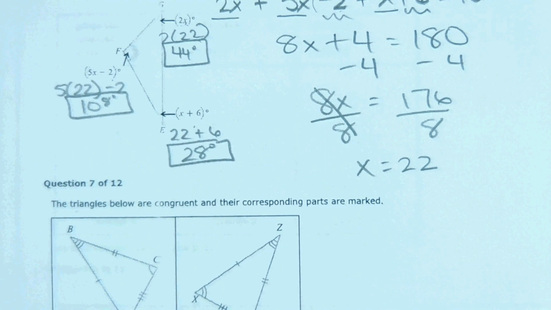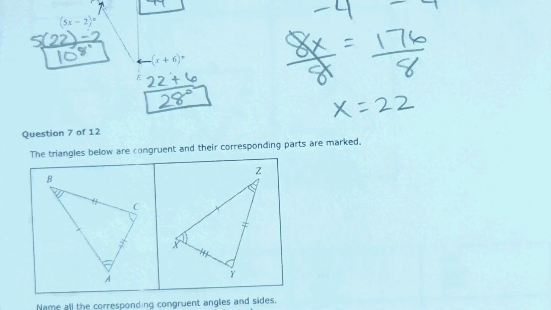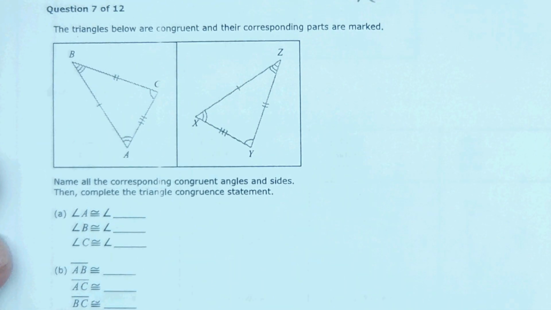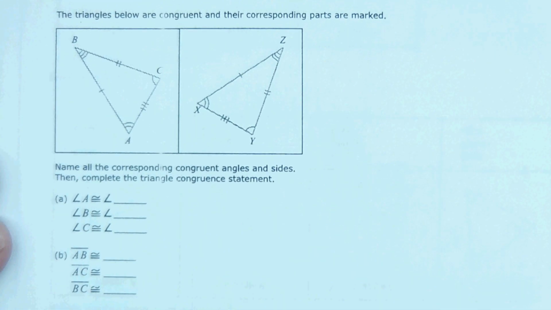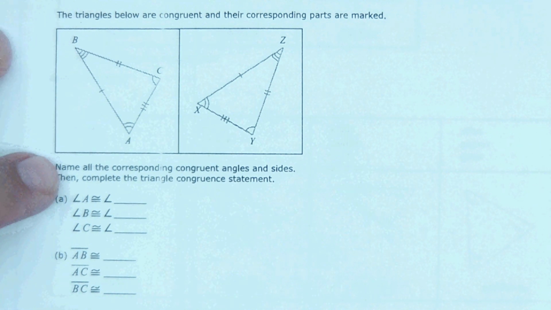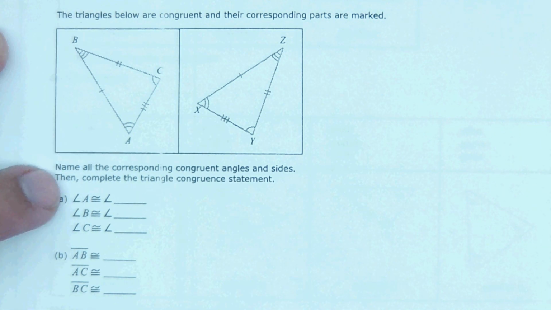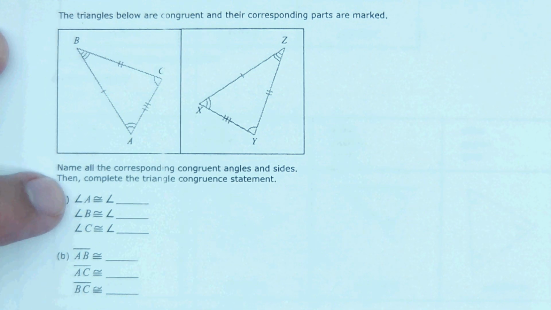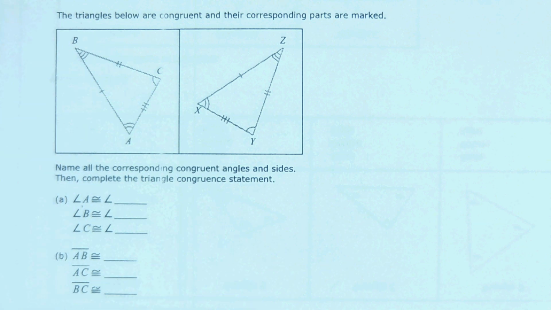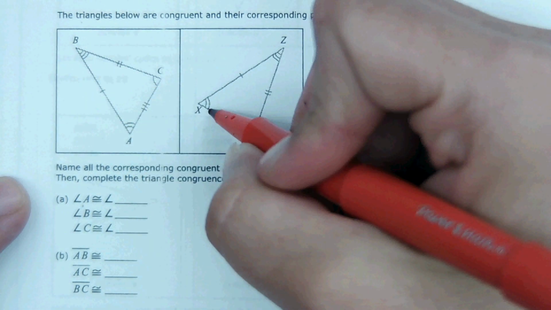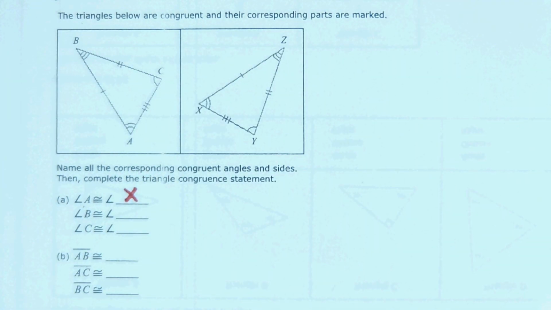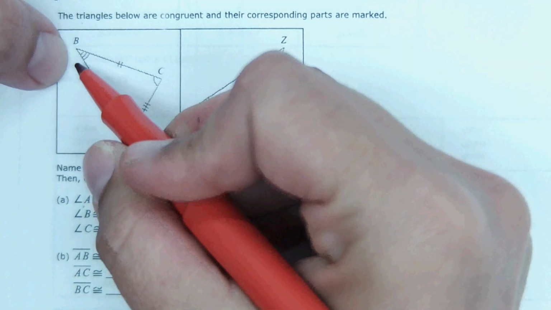Okay, halfway done. That was 1 through 6. It's easy again on the next one. We're playing some matching. Number 7, it says the triangles below are congruent and their corresponding parts are marked. Name all corresponding congruent angles and sides, then complete the triangle congruent statement. So we are matching here. It says angle A is equal to what?